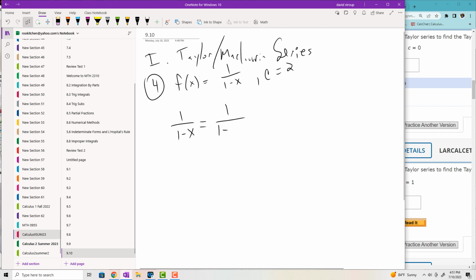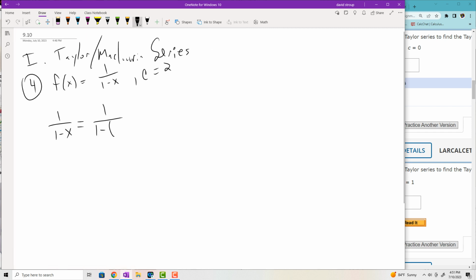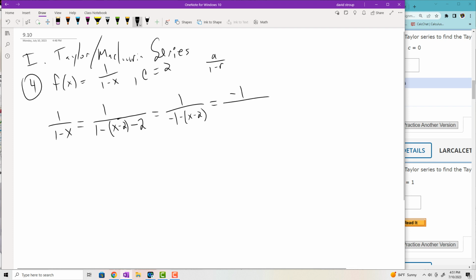Okay, so in this one, I need to change the x into x minus 2. In doing so, if you distribute the negative, you get 1 minus x plus 2, so I need to go minus 2. Then this will be 1 all over negative 1 minus (x minus 2), and it's still not nicely in the form a over 1 minus r for the geometric series. So I have to factor the negative into the numerator, but that causes more problems. Now I have 1 plus x minus 2, so I'm going to have to go 1 minus negative (x minus 2).